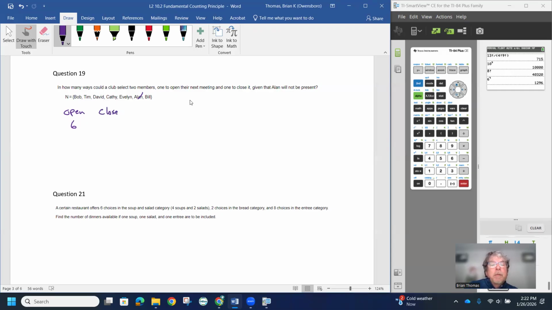So based on what I'm picking up on, the same person's not closing it. So to close it, we would only have five people left. That's the way I'm interpreting it. The same person's not opening and closing. So we have one person to open it and another person to close it. So we have six choices for opening. Make sure I did that right: one, two, three, four, five, six, because Alan is not present. So what we'd have then is six times five, which is 30. There would be 30 ways to make that happen.